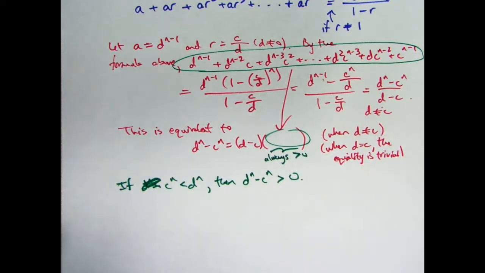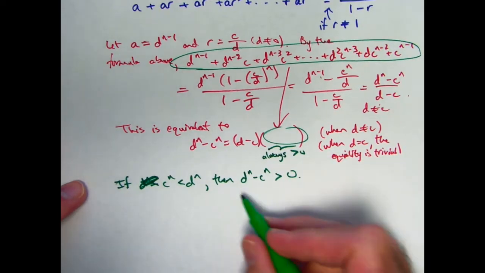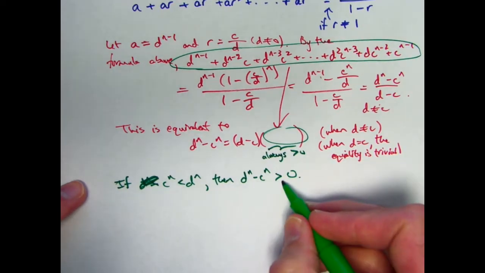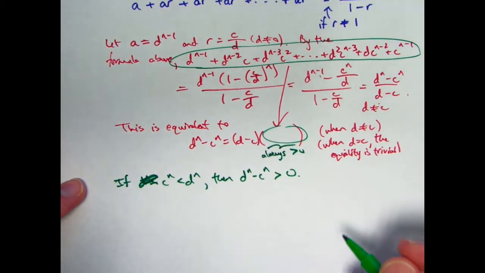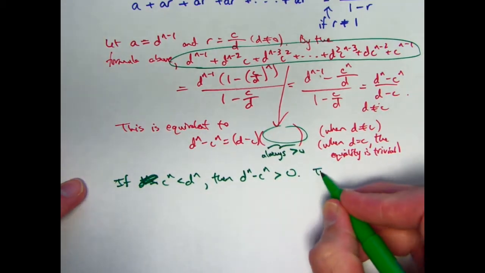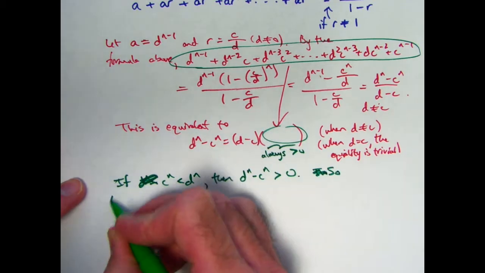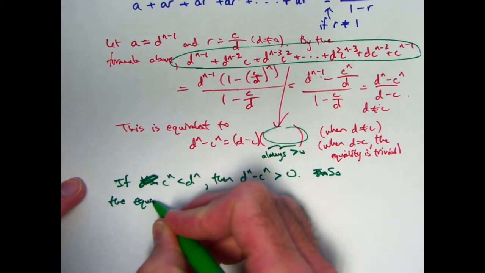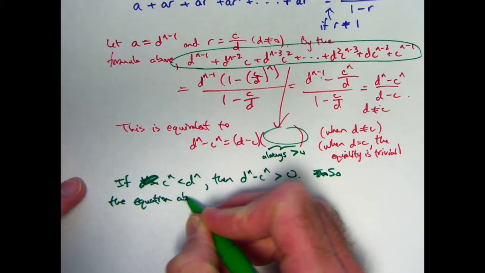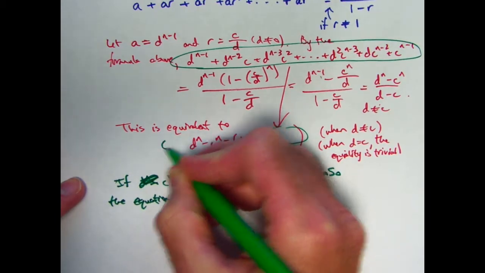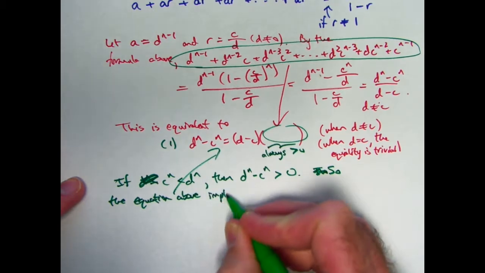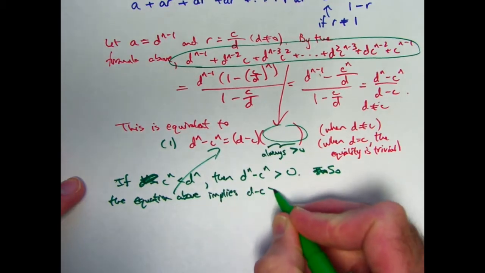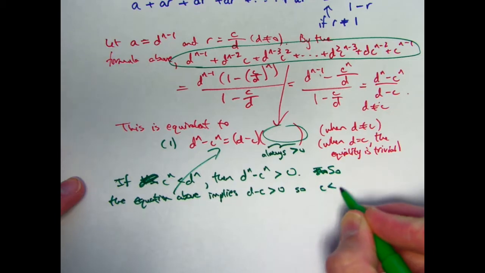So again, I'm not really writing this proof in the most ideal way for sake of time. That's always positive, so that if d to the n minus c to the n is also positive, that implies that d minus c itself must be positive. So the equation above, maybe you want to give this equation a number or something, equation 1 above, implies d minus c is positive, so c is less than d.